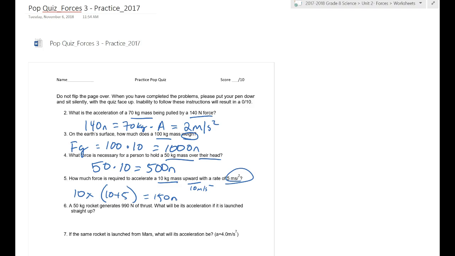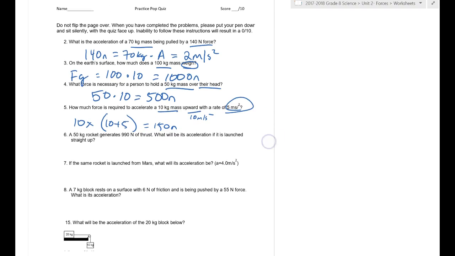Remember that since we're talking about upwards, we need to not only counter the force of gravity, which is required just to hold the object in your arms, but then also account for the rate of acceleration that is desired, in this case 5 meters per second squared. So we need to account for the 10 for gravity and the 5 for the desirable rate of acceleration.